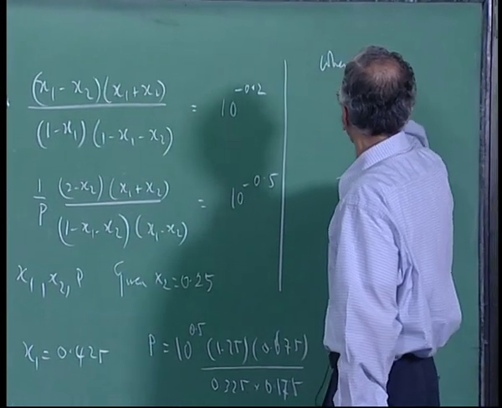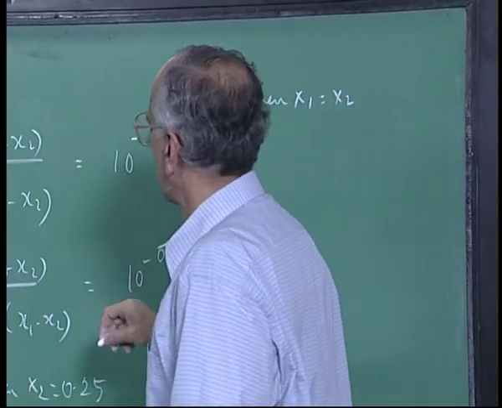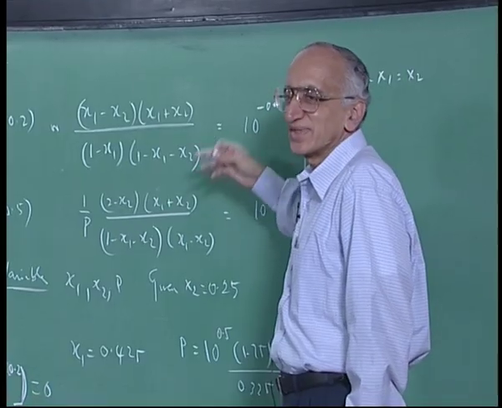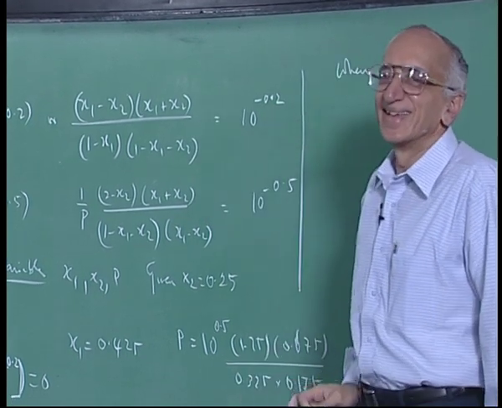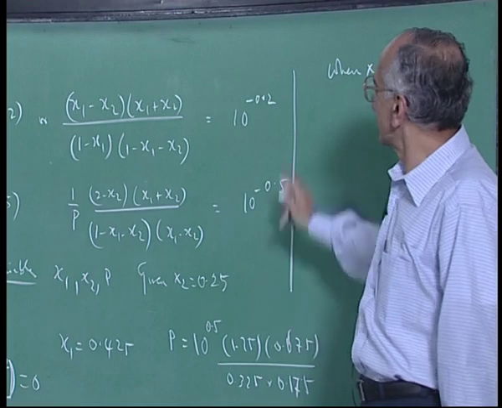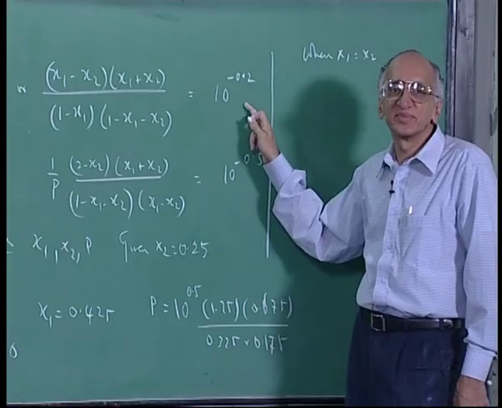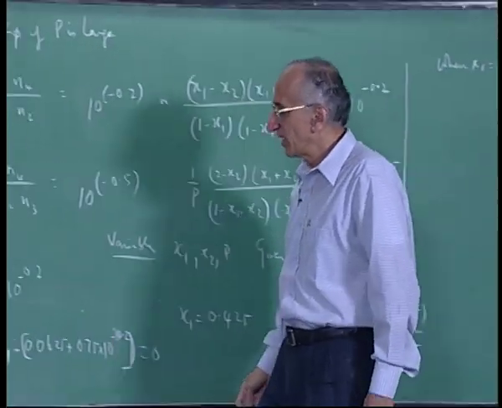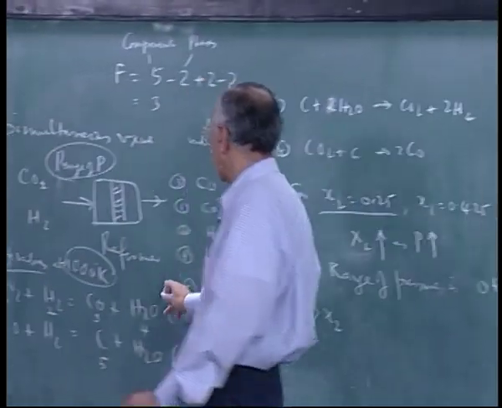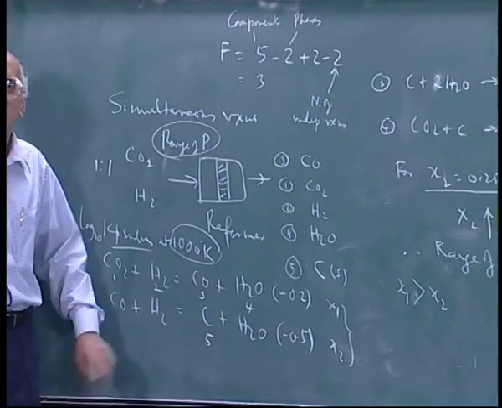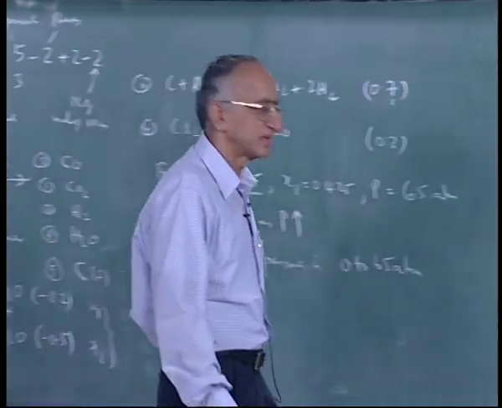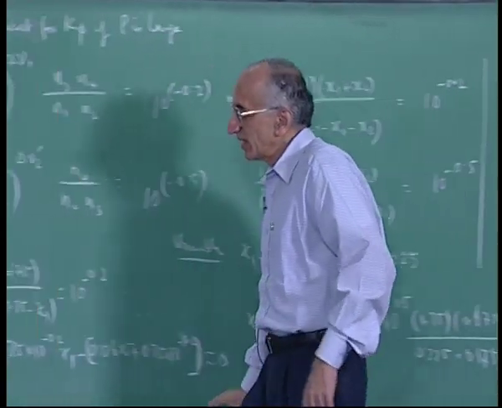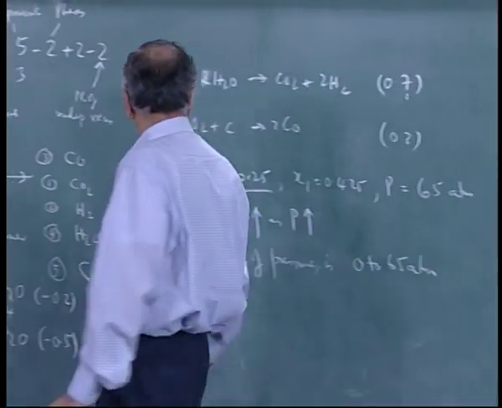So, when X1 equal to X2, right, this side is 0. What is the conclusion? This has to be 10 to the power minus 0.2. So, X1 minus X2 cannot be 0. Only a fraction of the carbon monoxide that is produced here can anyway be consumed here, maybe 99.999% bit. So, this problem does not arise in this case. As long as the pressure is less, you will get.